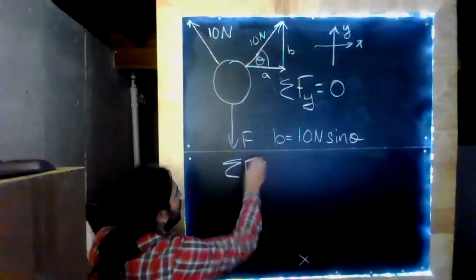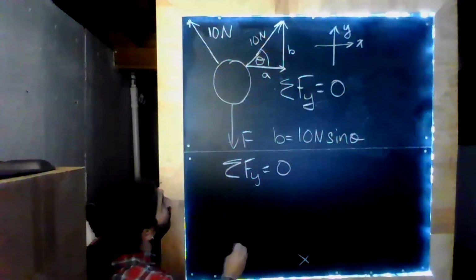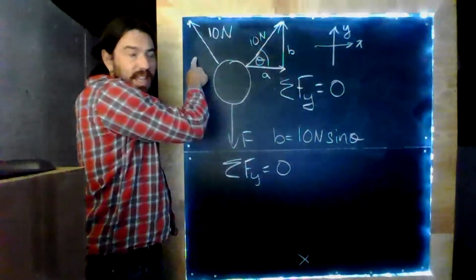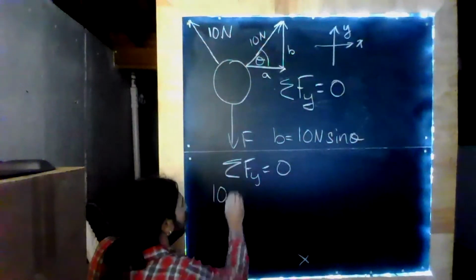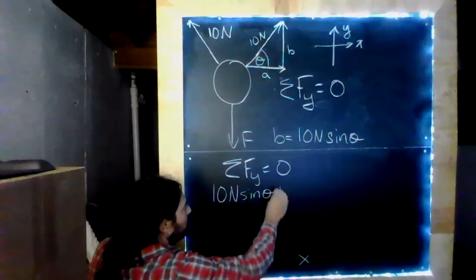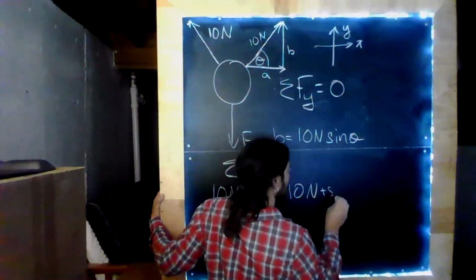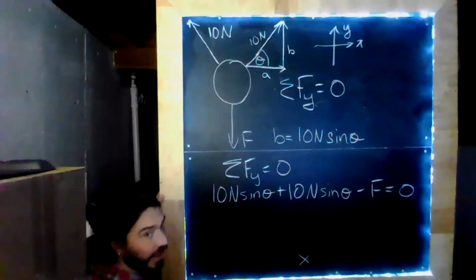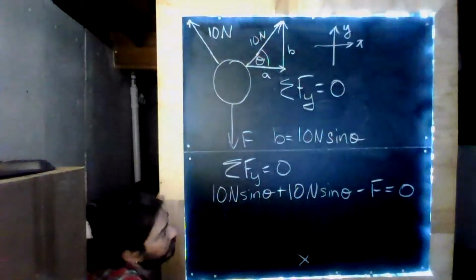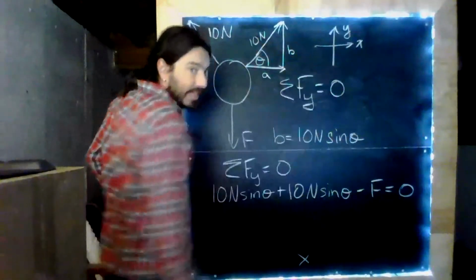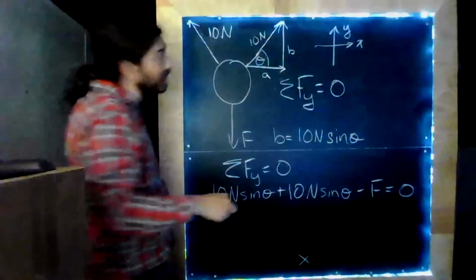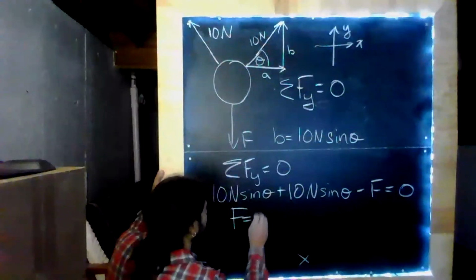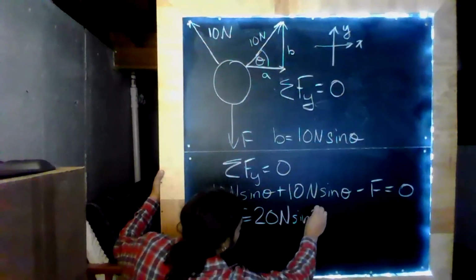So the sum of the forces in the y direction equals 0. What forces do I have? Well, I have a positive B, and notice by symmetry, the y component of this 10 newtons is the same. So in other words, I have 10 newtons times the sine of theta, one of those. I have another 10 newtons times the sine of theta. And I have a negative F equals 0. Why is it a negative F? Well, because it's pointing down. It's pointing in the negative y direction, whereas both of these are pointing in the positive y direction. Solving this equation for F, F equals 20 newtons times the sine of theta.